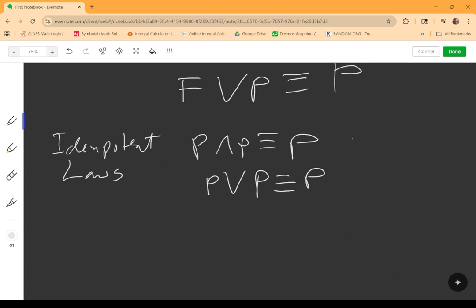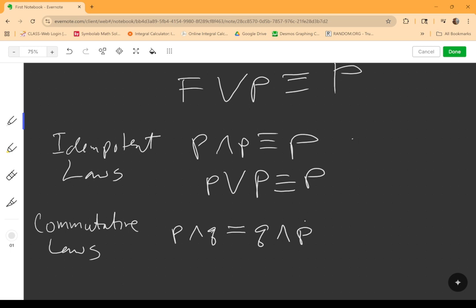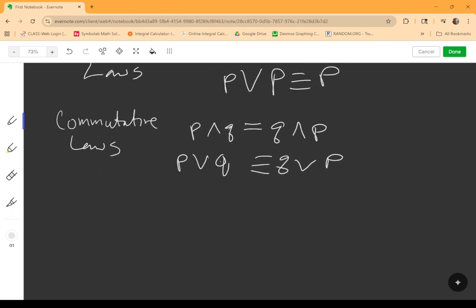Now, these laws are also commutative, in other words, the order does not matter. For this one, we could say P and Q is logically equivalent to Q and P, and P or Q is logically equivalent to Q or P. Now our associative laws. These only work when we have the same kind of operator, so just be mindful.